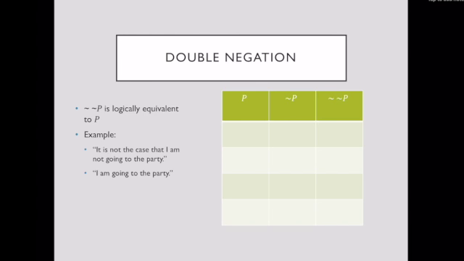So let's go ahead and look at double negation real quick so we can talk about the simplest example of logical equivalence and what that looks like. So double negation is logically equivalent to P. It is not the case that I'm not going to a party is the same as I'm going to a party. That means I'm going to go to the party. So here we make our truth value table. We only have one variable, so I didn't need all this extra space down here. That was silly of me.